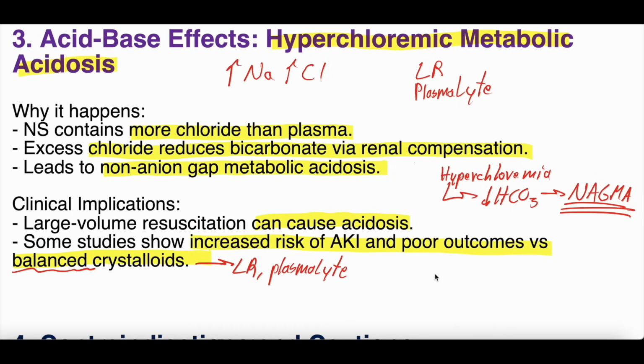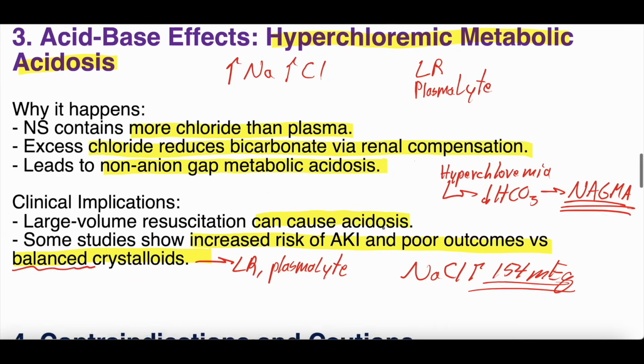So be careful in patients who are acidotic. Normal saline, given the high amounts, 154, will be a broken record, but if you get pimped on this in the hospital, you'll know it. 154 milliequivalents of sodium and chloride can lead to this acidosis, so you gotta be really careful with that.